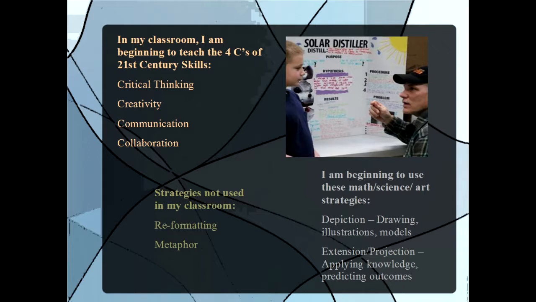I am beginning to use math, science, and art strategies, especially depiction and drawing, illustrations, models, extension and projection, applying knowledge, predicting outcomes in my science lessons with my students. And at this point, I teach kindergarten, so I'm not using the strategies of reformatting and metaphor. Students will learn those as they get older.